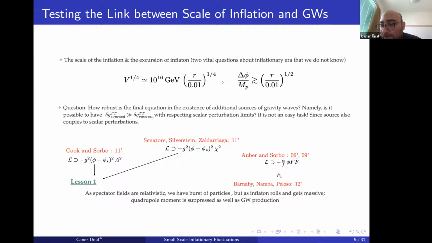This is a dimension 5 operator. This is one of the first operators you can write beyond dimension 4. So this is one of the terms you could expect to contribute first. The other thing you can write is a chiral term for fermions, but I will not discuss that because these guys are gauge bosons, so you can produce them abundantly.